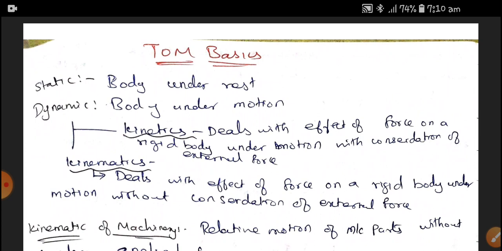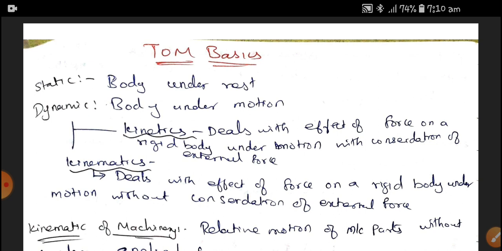So, here we want to understand what the types of bodies are. First of all, the bodies are of two different types. One is a static body and another one is a dynamic body. A body under rest is called a static body, and a dynamic body is a body under motion. Here in dynamics, we can subdivide into two types. One is kinematics and another one is kinetics.